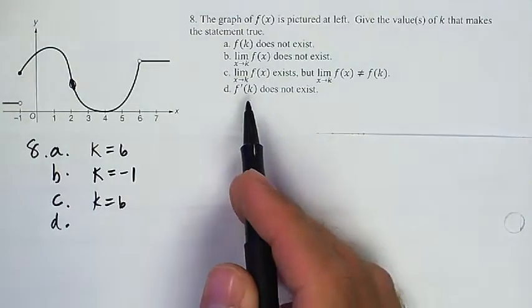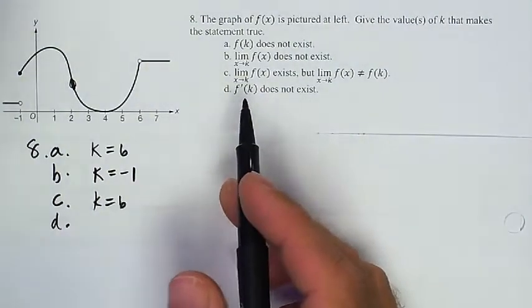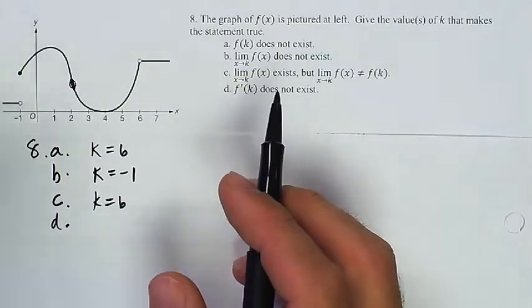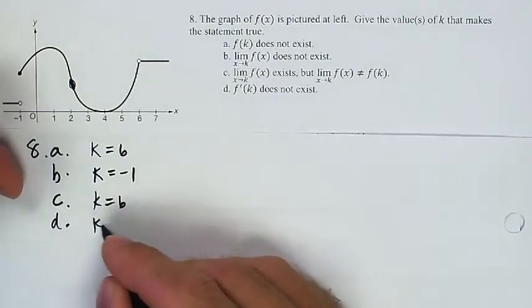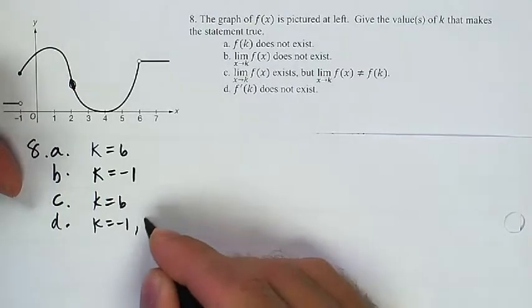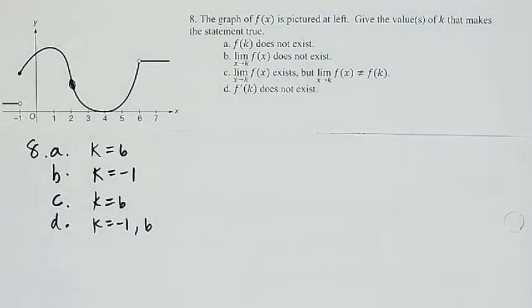F prime doesn't exist at a sharp corner, a vertical tangent, or any place where there's a discontinuity. So that's going to be k equals -1 and k equals 6. Okay, but I don't see any other sharp corners. The only way you know if there's a vertical tangent is if they tell you. You're not going to ever just look at a graph and be like, oh, I think that's vertical. They will tell you explicitly, hey, there's a vertical tangent here.